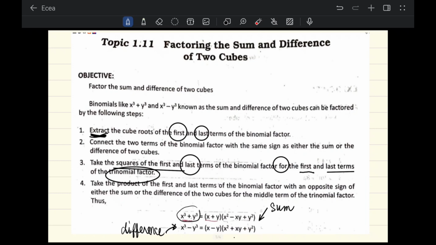Basta sum ang given, mao ni imong i-follow. And if difference, this one, you will follow this.